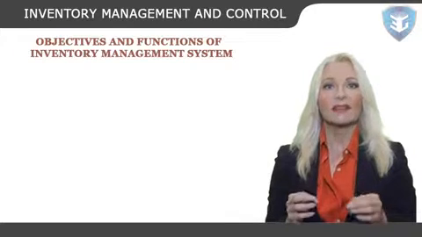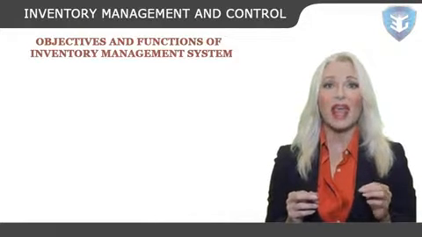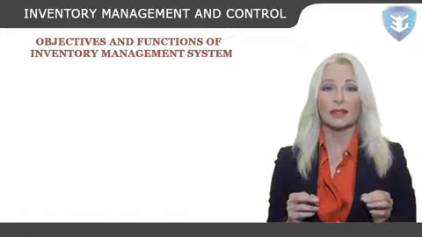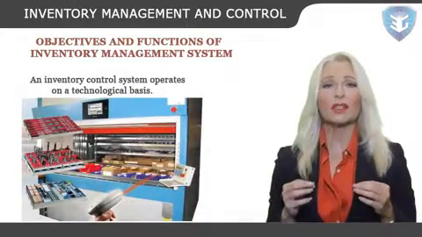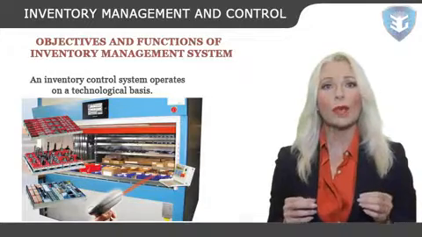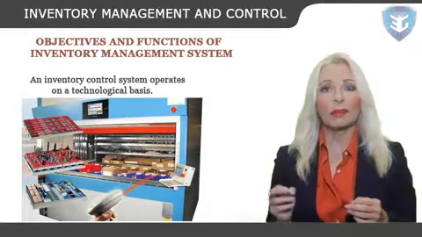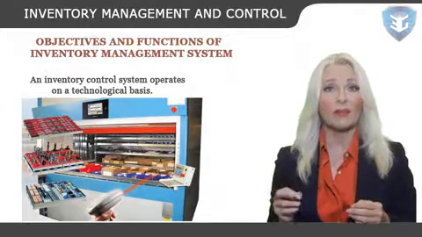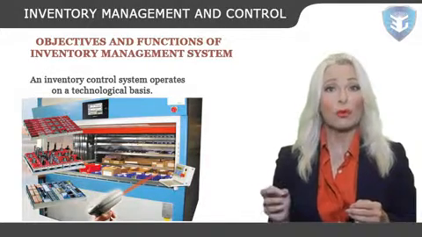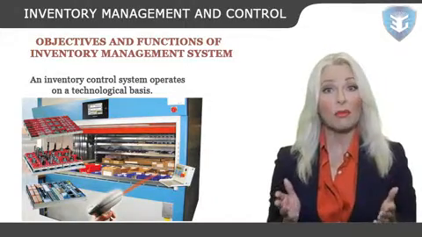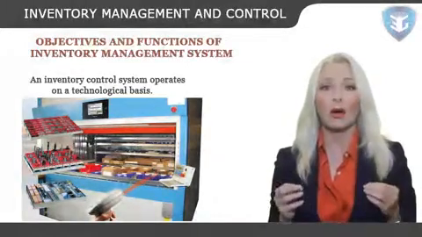Let us now discuss the objectives and functions of inventory management system. An inventory control system operates on a technological basis. It updates automatically every time an item is scanned and removed from the inventory, so the employer knows how much is on location at all times.